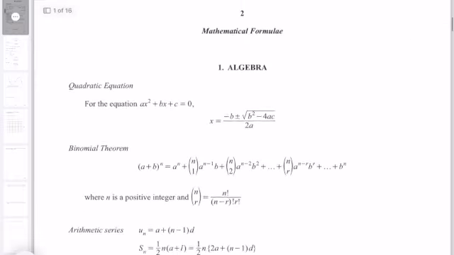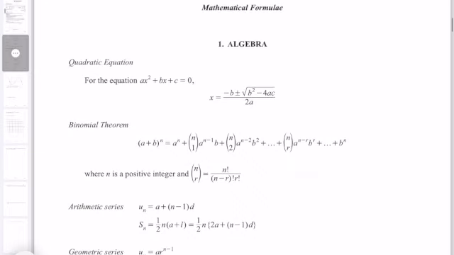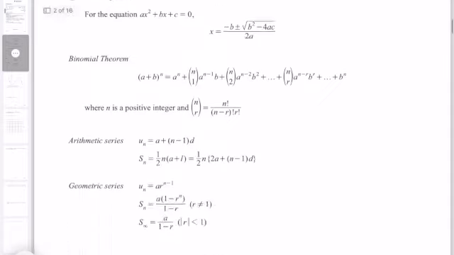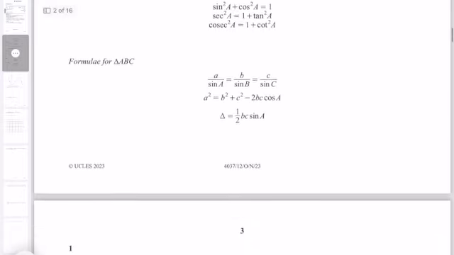Now, all the formulas are given here. If you forget anything, you can check it. Trigonometry, a few formulas are given.